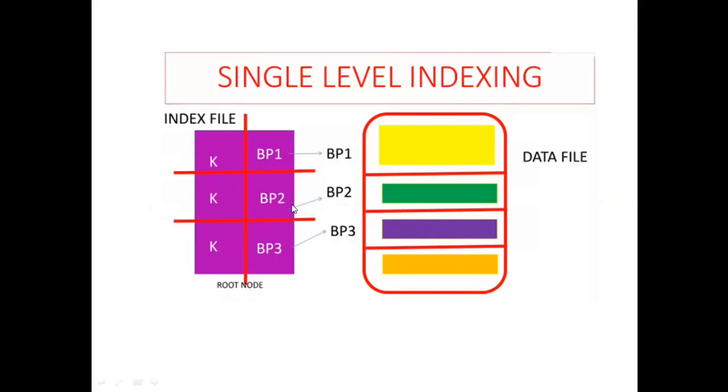So this is the example of single level indexing. Here the index file consists of basically the root node. Here is the index file which consists of key and the block pointer. The block pointer points to the data file, which you can think of as the leaf nodes of the tree. So in this case only the root node and leaf nodes are present, no internal nodes are there, and each block pointer will point to each block in the data file. So what is the block? A block contains some records.